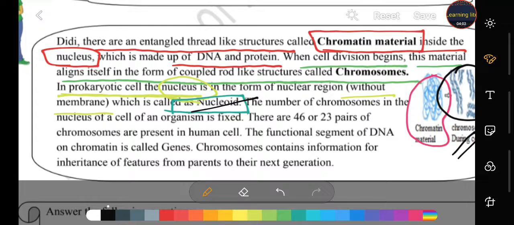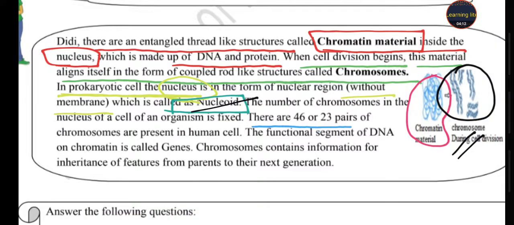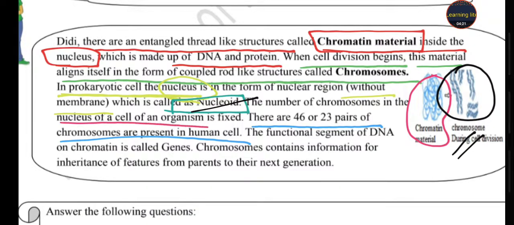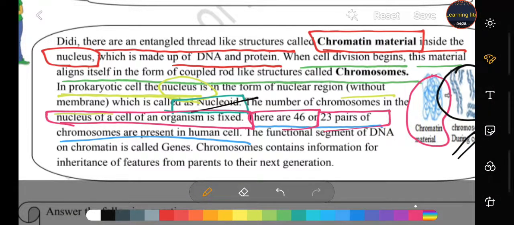But in a eukaryotic cell, the nucleus is covered by the nuclear membrane. Got it? And in a prokaryotic cell, only one chromosome is present, but in a eukaryotic cell, a large number of chromosomes are present. What are these numbers, student? 46 or 23 pairs of chromosomes. The number of chromosomes is fixed in an organism. In a human being, these are 46 or 23 pairs.